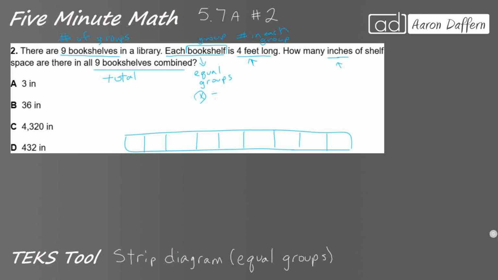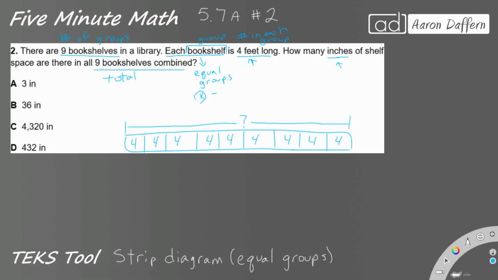Inside each of these 9 sections, each of these represents a bookshelf. I've got 4 feet, 4 feet all the way across. All right, so I've got my 4 feet, and then if I wanted to, I could figure out the total for how many feet I've got. So we would see that we've got 9 sets of 4, so that's going to end up with 36. All right, so if we wanted to, we could put a total down here to mimic what we have up there.